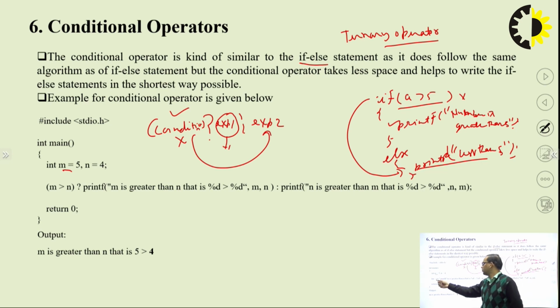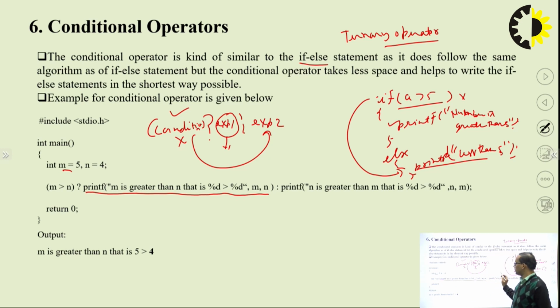So here what we are doing: if m is greater than n, if this condition is satisfied, then this statement will execute. It means it will print that m is greater than n along with the values of m and n. Or if this condition is not satisfied, then the statement after the colon will execute. So the value of m is 5 and the value of n is 4. So 5 is greater than 4. It means this condition is true.